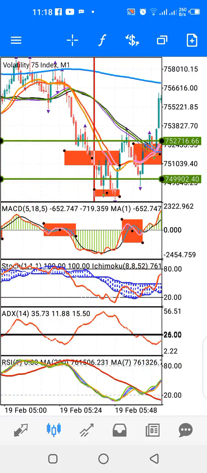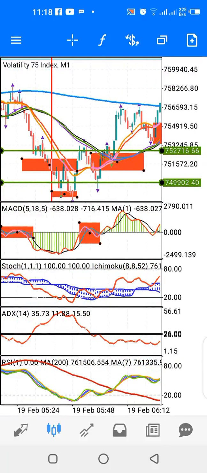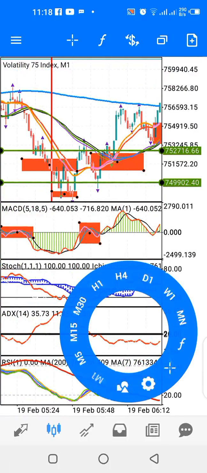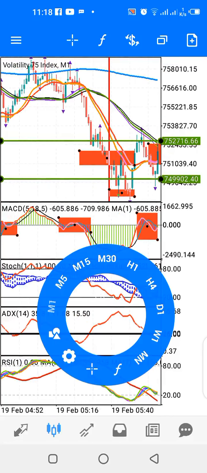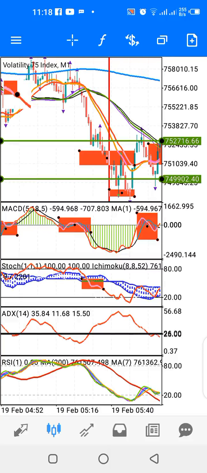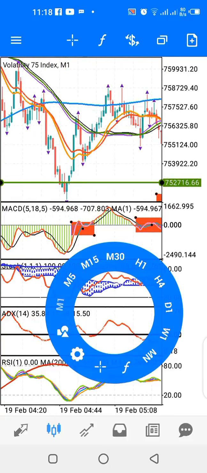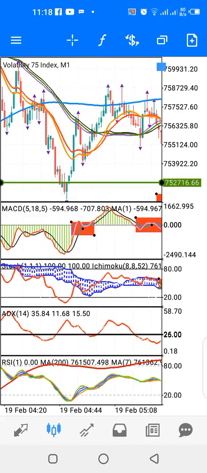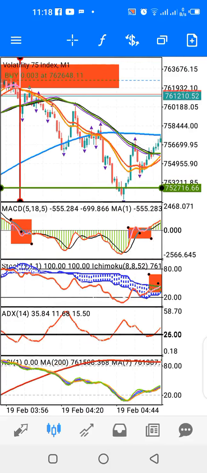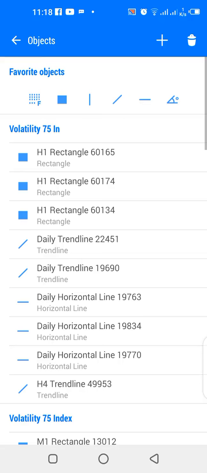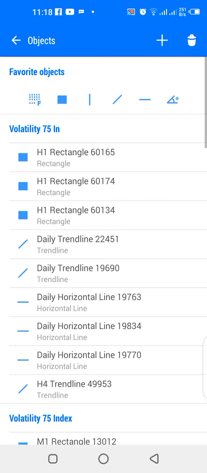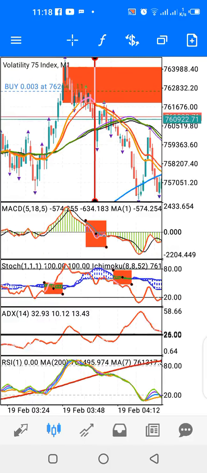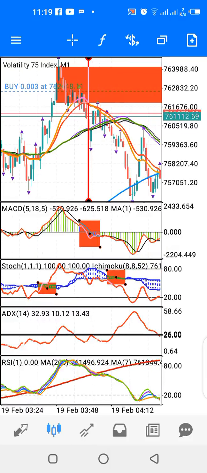Okay, here. Now, when the red line crosses above the Ichimoku indicator, like we have around here, it's a buy signal. When it crosses down on the Ichimoku, sell signal. When it crosses up, buy signal. When it crosses down, sell signal. When it crosses up, buy signal.